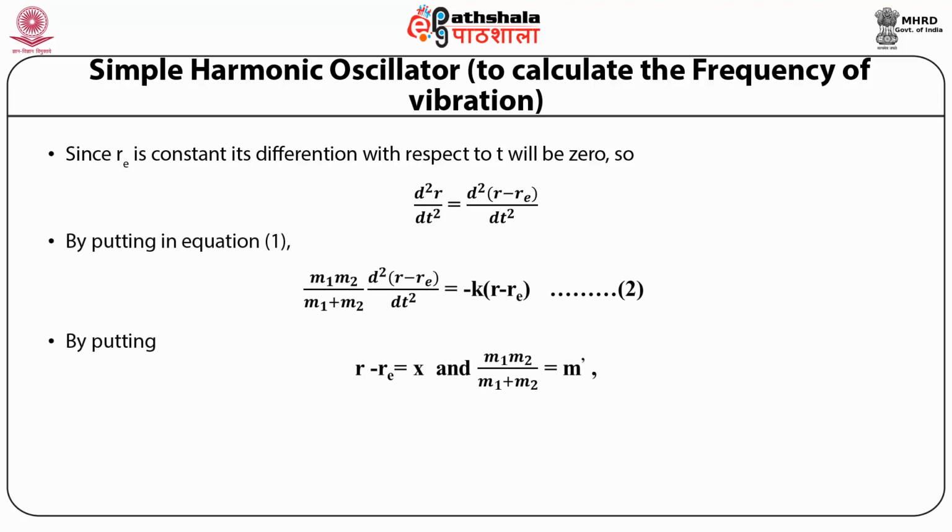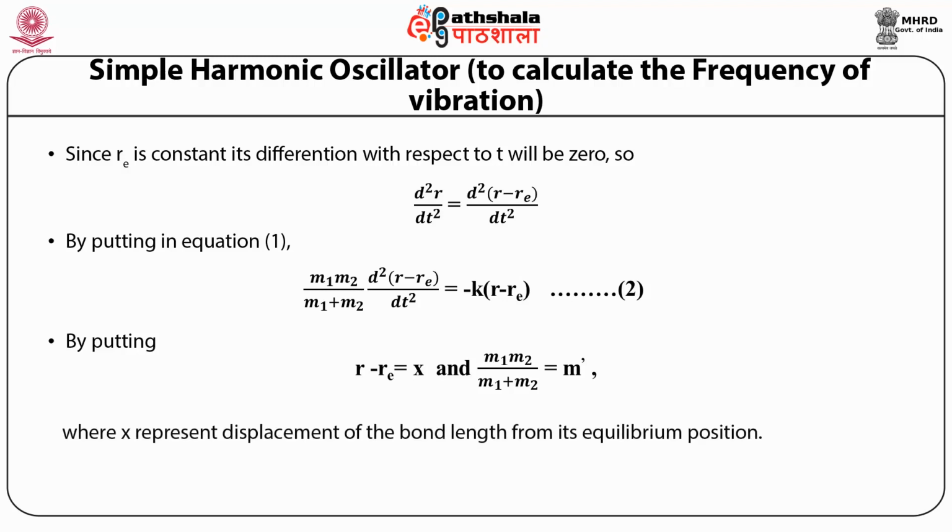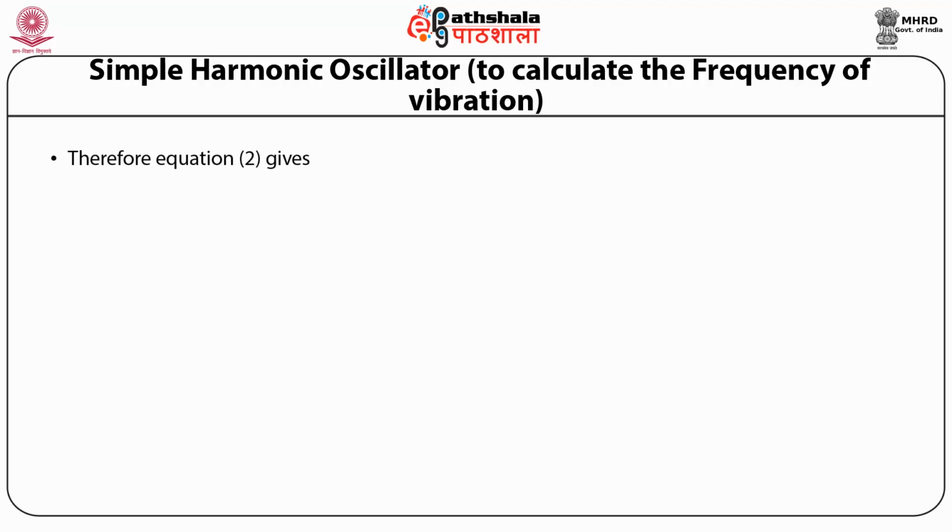Putting in equation 1, m1m2/(m1 + m2) d2(r - Re)/dt2 = -k(r - Re). Now taking r - Re = x and writing m1m2/(m1 + m2) = m', where x represents the displacement of the bond length from its equilibrium position, equation 2 can be written as m' d2x/dt2 = -kx, or d2x/dt2 + (k/m')x = 0, and d2x/dt2 + omega square x = 0, where we have replaced k by m' omega square.